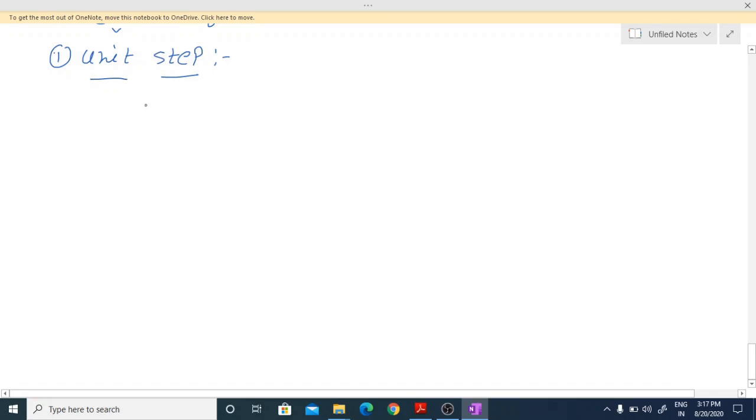Here the first one is unit step signal. The unit step signal is defined with u of t. u of t is equal to 1 if t is greater than or equal to 0, and u of t is equal to 0 if t is less than 0. What this means is that the unit step signal amplitude is equal to 1 for t greater than or equal to 0.